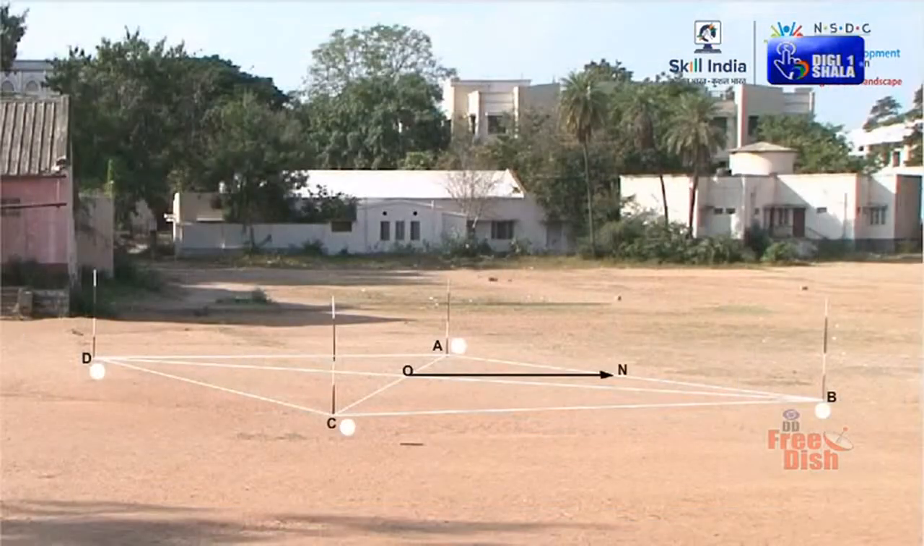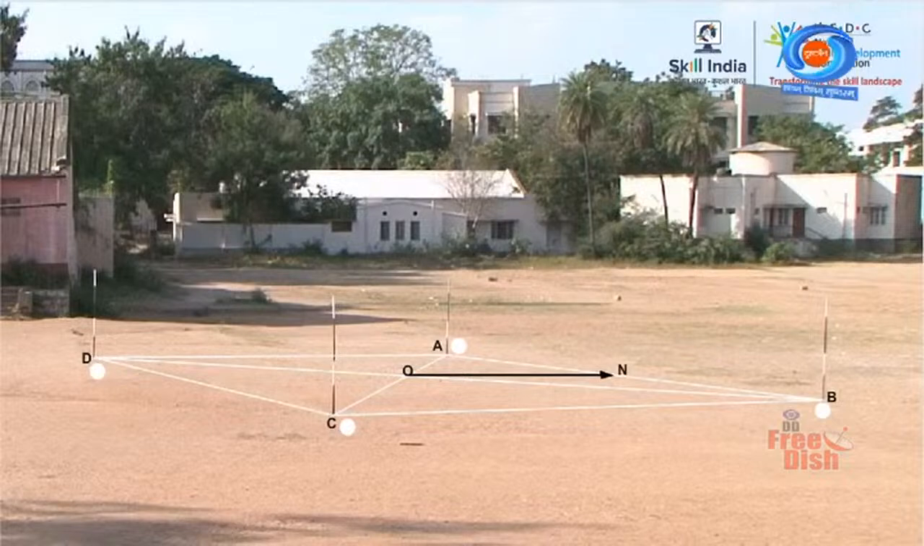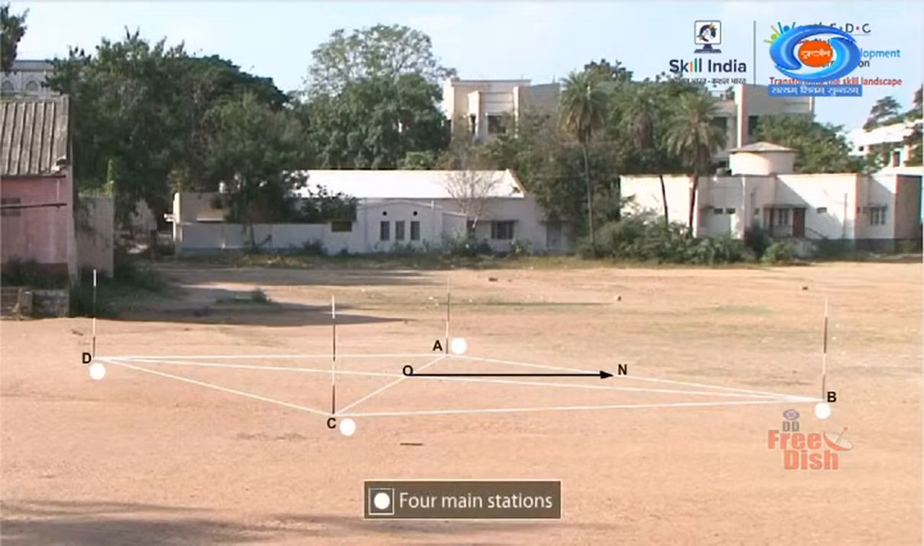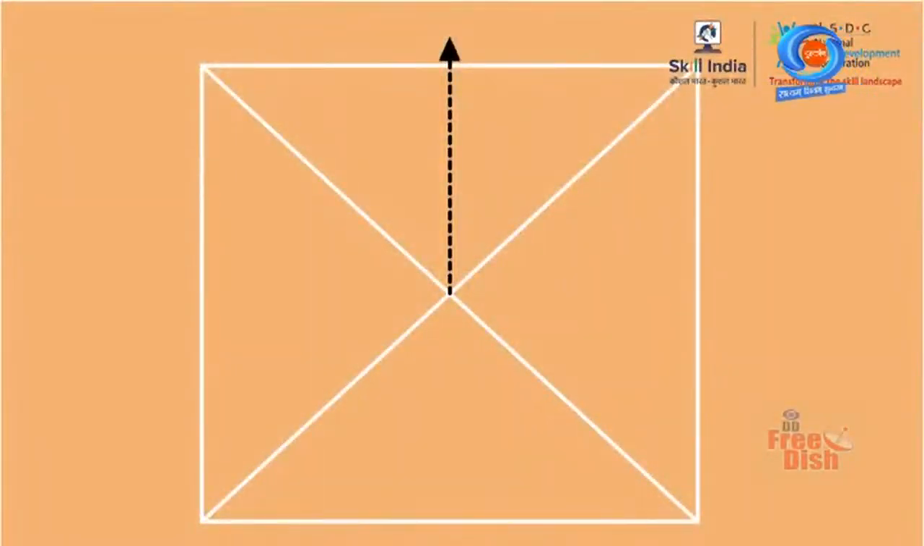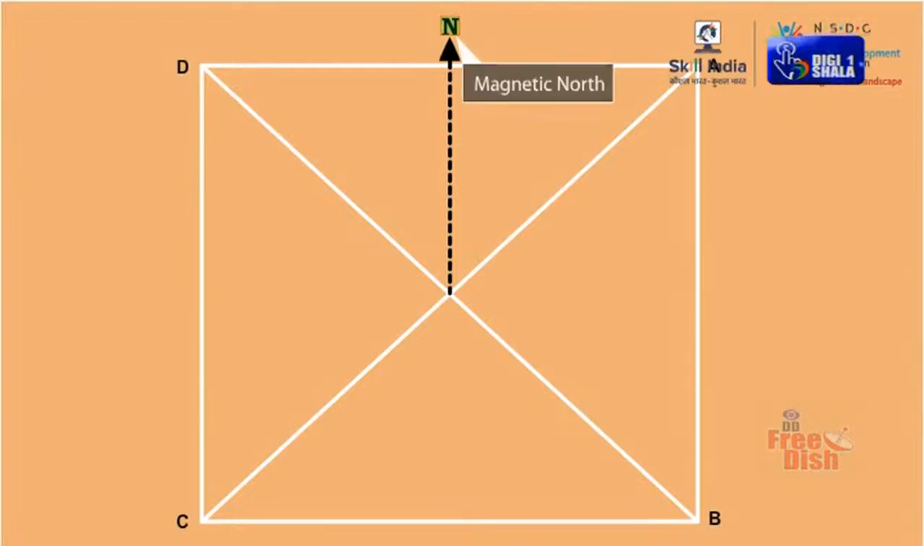Take a look at this area. As you can see, there are 4 main stations. When this area is shown in the form of a map or a plan, this is how it looks. The 4 main stations are marked with the letters A, B, C and D. Note that the point N on the map is not a main station, but the magnetic north of the area.